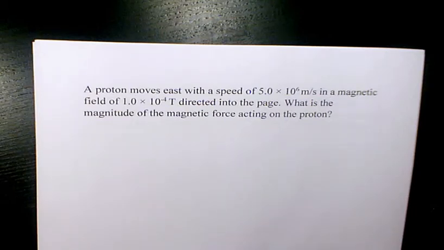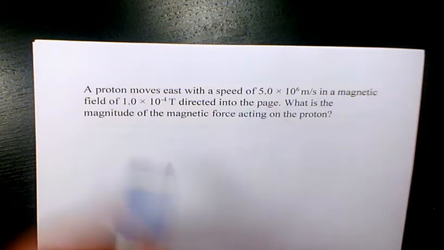A proton moves east with the speed of 5 times 10 to the power of 6 meters per second in a magnetic field of 1 times 10 to the power of negative 4 Tesla directed into the page. What is the magnitude of the magnetic force acting on the proton?